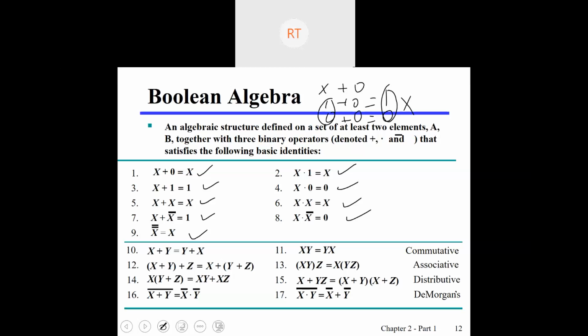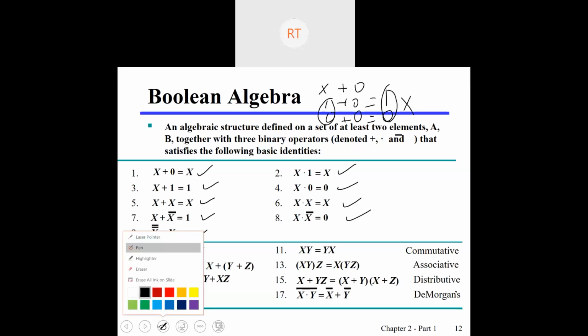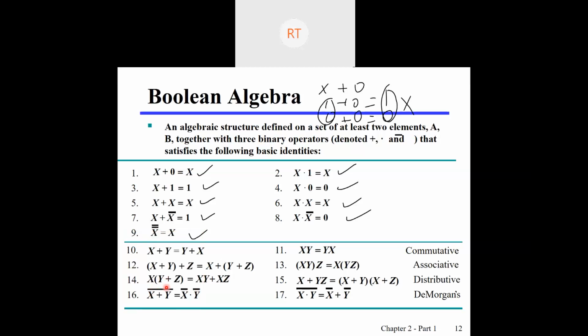This is the distributive law. If I want to look at it one by one, please pay attention. This is x times y or z. You could do y or z first, and with its answer you do AND with x, or you do x and y plus x and z. Question, how many gates did I use here? Two. What are they? An OR gate and an AND gate. Okay. How about here, please?